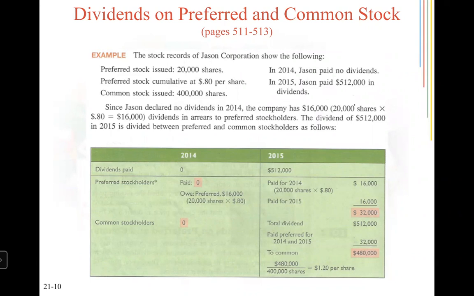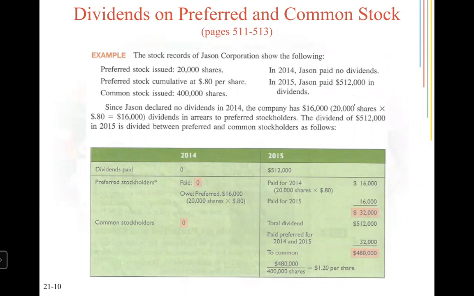Because they still had preferred stock. The preferred stock was 20,000 shares. The preferred stockholders have 20,000 shares, which are at 80 cents per share. So whether the company paid dividends or not, they still owe them. Even though they didn't pay any dividends that year, they still owe those persons for that year. So whenever they pay out dividends again, they are owed that amount of $16,000, which would be the 20,000 times 80 cents.